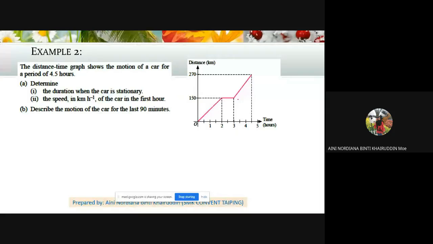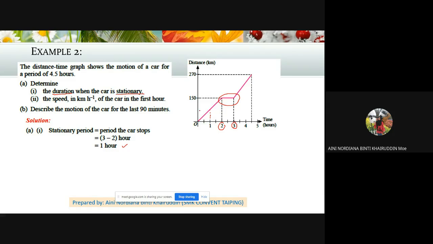So dia stop, stationary dekat bahagian ni. So dia nak duration. You ambil 3 minus 2. Okay. So berapa lama dia berhenti? 1 hour. Number 2, the speed in kilometer per hour of the car at the first hour. The first hour yang sini tau.